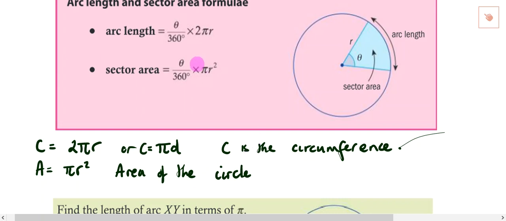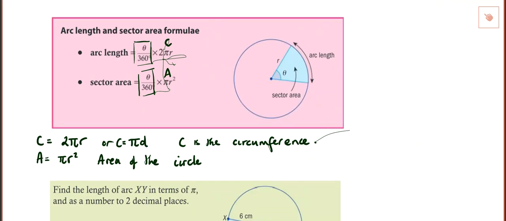Both of these formulas are what fraction of the circumference, what fraction of the area. So this is circumference, this is area. So that's all we're applying. Basically, that's it. Does it make sense?